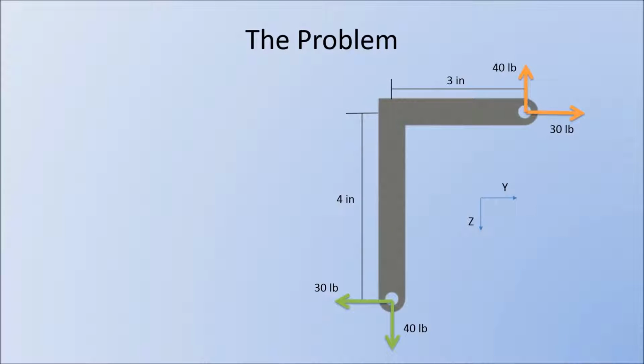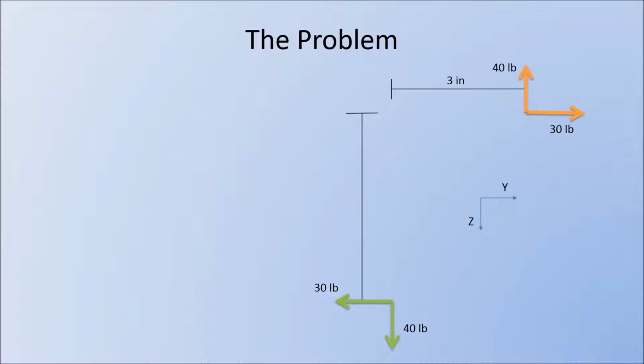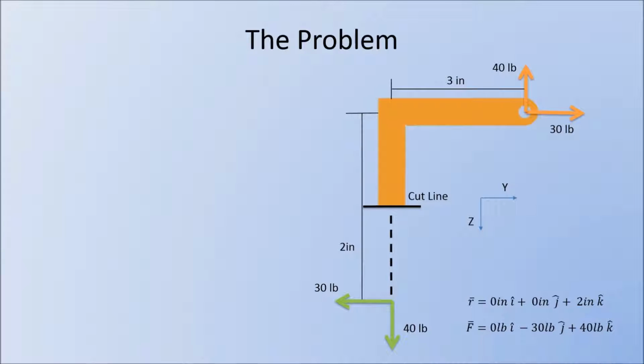So for this problem, we have a similar piece that you've seen in previous videos. That will be the L bracket you see there with the 40 and 30 pound forces applied at the tips. It is 3 inches wide and 4 inches tall. And we're going to be taking a look at the cut line there at the bottom of the orange section. Now this cut is taken 2 inches from the 30 and 40 pound forces in green at the bottom, which makes our R vector 0 inches in the I direction, 0 inches in the J direction, and 2 inches in the K direction. As for our force vector, we have 0 pounds in the I direction, minus 30 pounds in the J direction, and 40 pounds in the K direction.